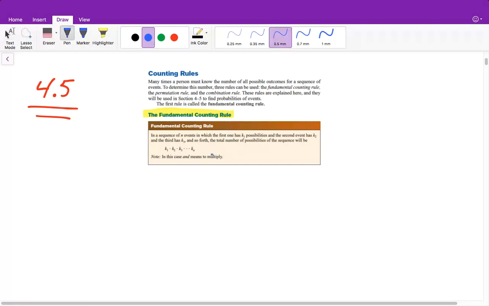What this is saying is, in a sequence of n events in which the first one has k1 possibilities and the second one has k2 possibilities and the third has k3 and so forth, the number of possibilities of the sequence will be just multiplying them all together.